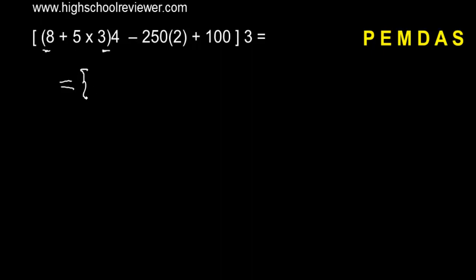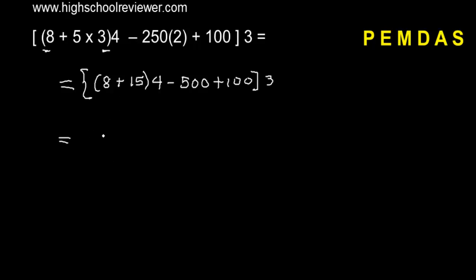Let us proceed now. So we will have here 5 times 3, that is 15. So let's just copy 8 plus 15 and then multiply this by 4. Minus 250 times 2, that is 500, plus 100, and multiply this by 3. And continue performing those operations inside the innermost parenthesis. So 8 plus 15 will give us positive 23.